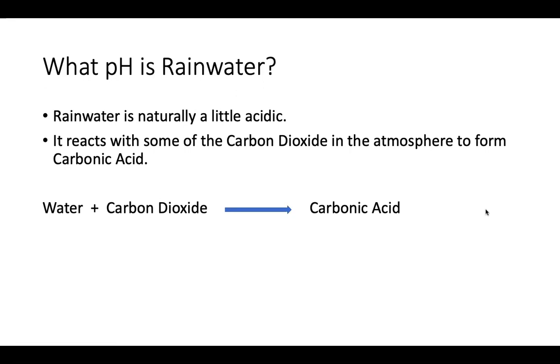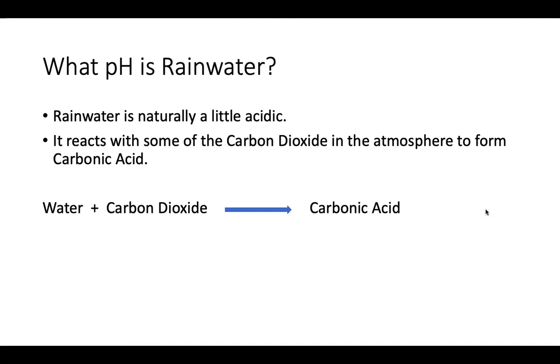Now, it might surprise you to find out that rainwater actually is a little bit acidic. At least naturally, rainwater is a bit acidic. And the reason for this is because of the carbon dioxide in the atmosphere. Water is really good at absorbing carbon dioxide. And that's one of the problems with climate change that could potentially affect our oceans, where that excess carbon dioxide is being absorbed by the water in the ocean, which is going to lead to an increasing level of acidity of our oceans. Now, the water and carbon dioxide react and they form an acid called carbonic acid.